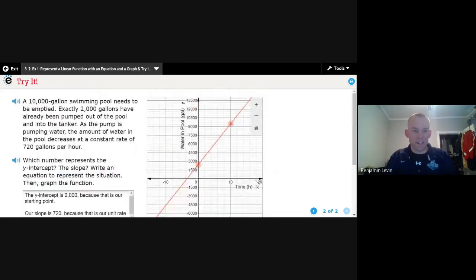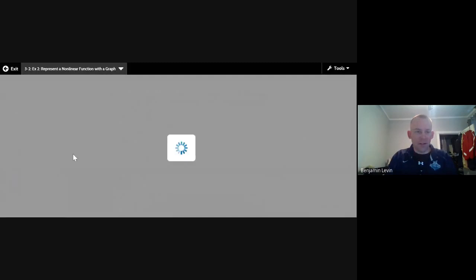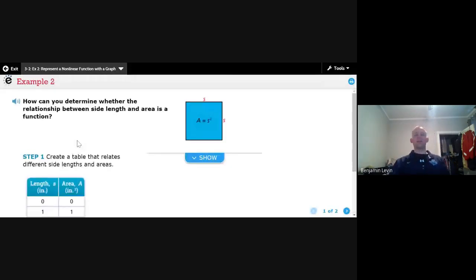So let's just go on because I'm done with this problem. This problem was poorly written and the graph was confusing. Let's go on to a different one and try another one.